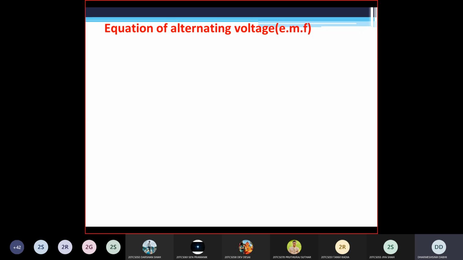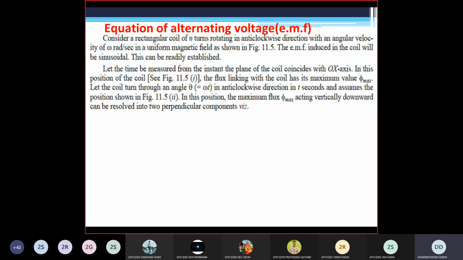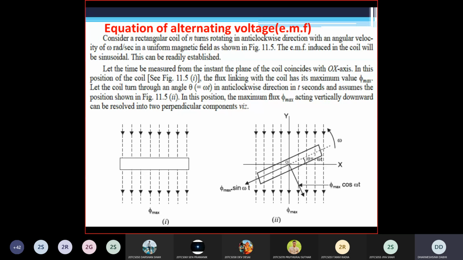So let's start this derivation. Consider that there is a rectangular coil, as you can see in this figure. This coil has n number of turns and is rotating in the anti-clockwise direction with angular velocity omega radian per second in a uniform magnetic field. These lines with direction represent the direction of the magnetic field, and it is uniform.